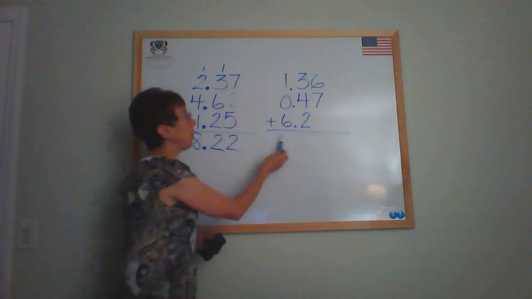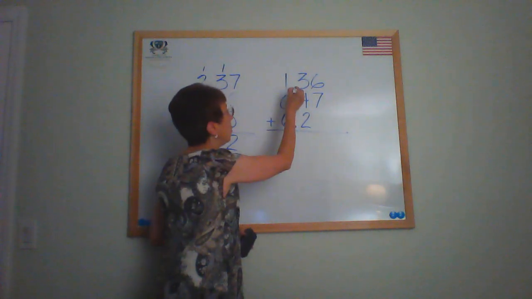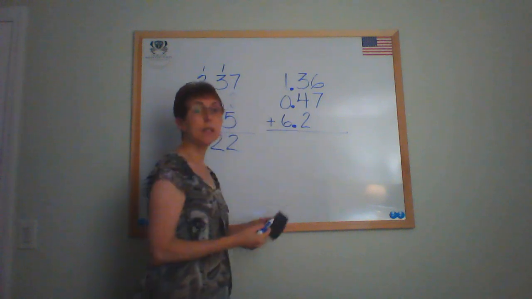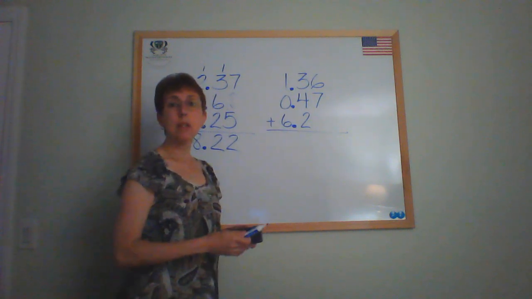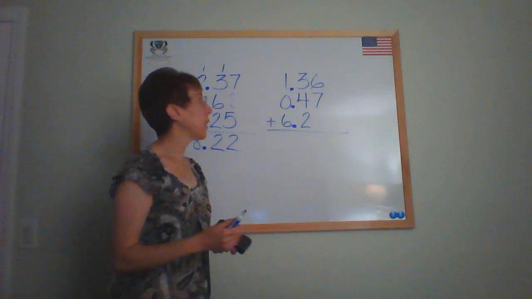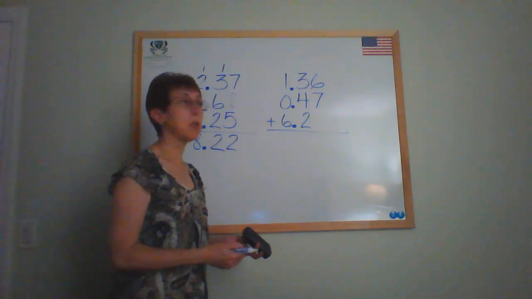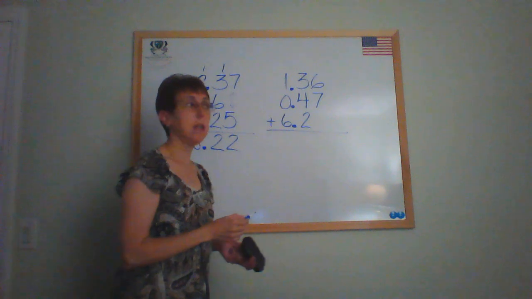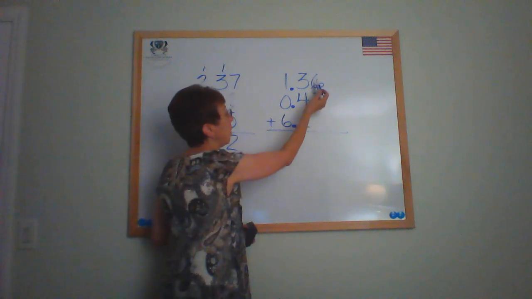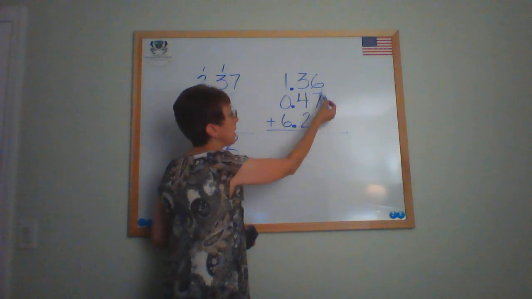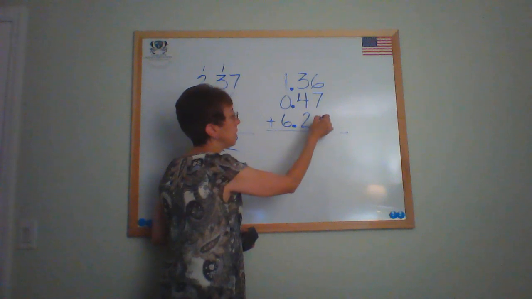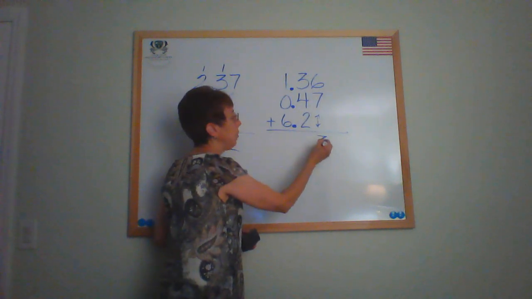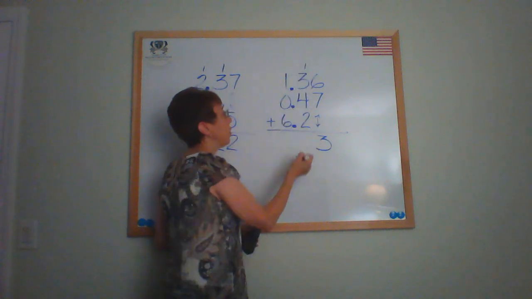Over here, again, we have our numbers lined up by the decimal points. It doesn't matter that there may be a different number of digits in these numbers, as long as you have the decimal points lined up correctly. So again, we begin over here and we have 6 plus 7 is 13. There's nothing here, so that's fine. We put down the 3, carry over the 1.